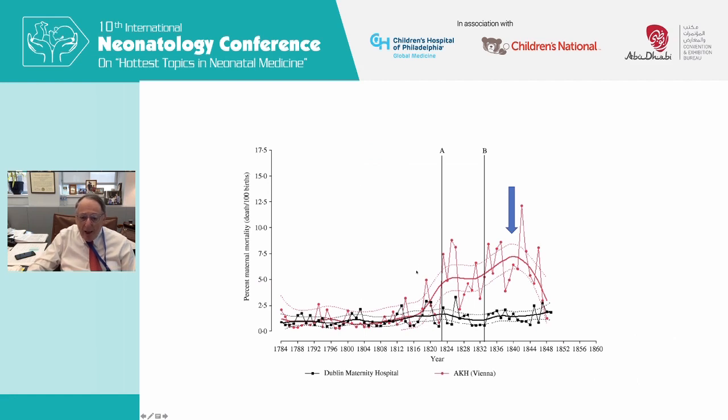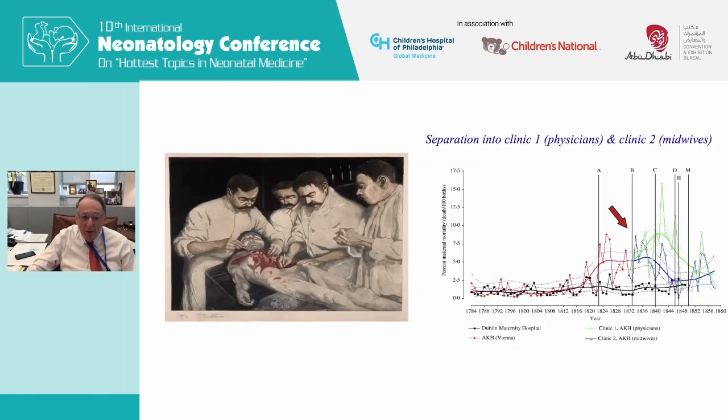And I just want to point out on the screen, go back one slide, that the rise in the mortality in Vienna occurred about here. And that was the beginning of anatomical pathology in Vienna. Before that, they had not had a department of anatomical pathology. And why was that important? Because when someone died, everybody would go to the autopsy room and perform an autopsy.